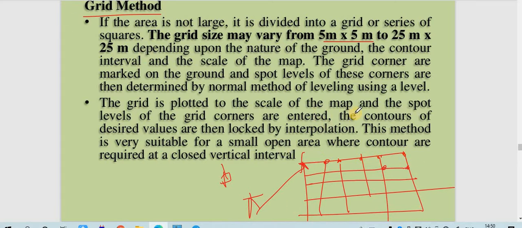Now the grid is plotted to the scale of the map. The spot levels of the grid corners are entered. Then we will have to draw this grid onto the sheet with the help of selecting a suitable scale.